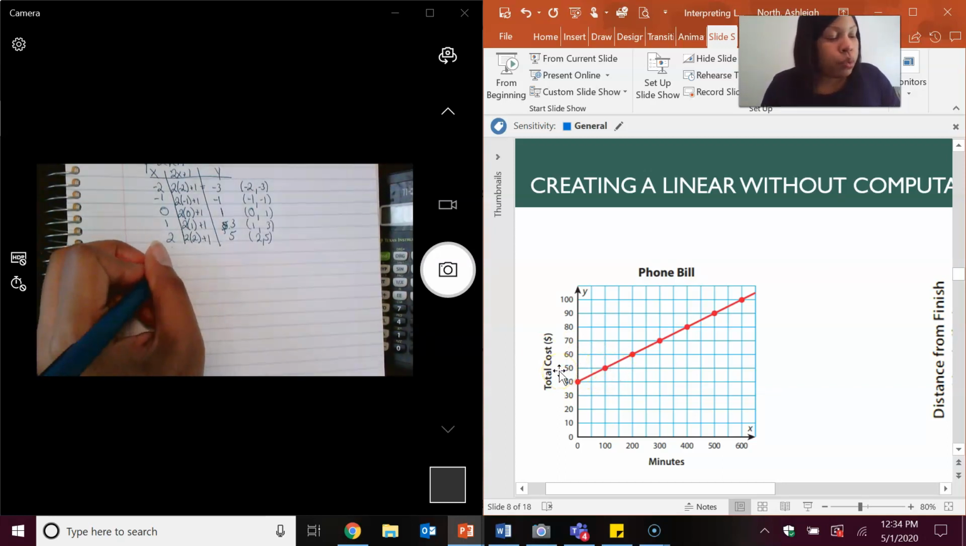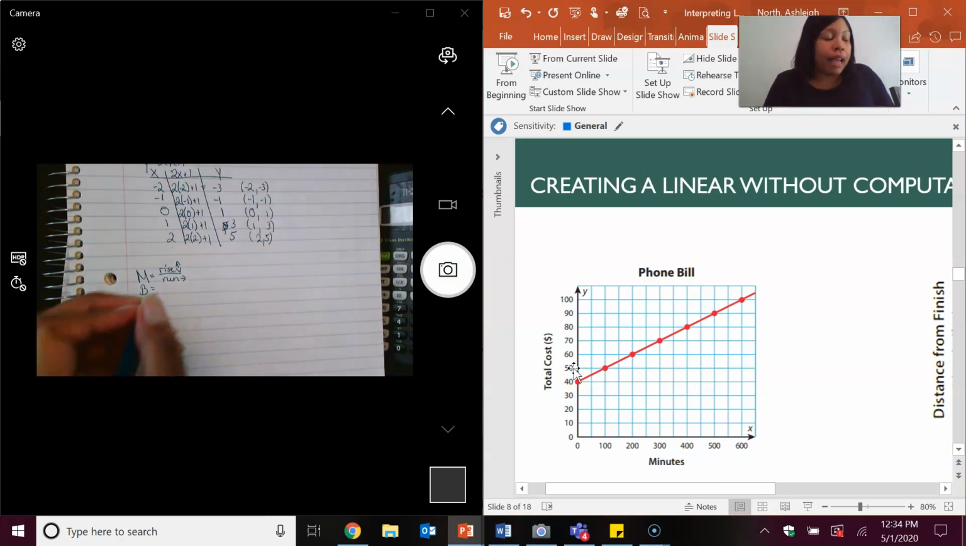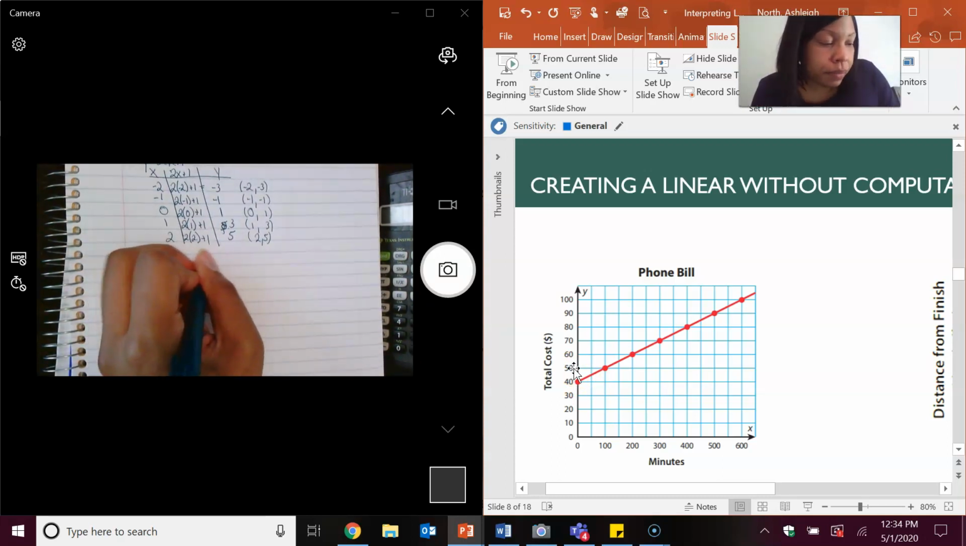Remember, M is rise, which is up or down, over run, which is only to the right. Okay? So let's go up or down. I know that I went up 1 unit, but then look at your units. Even though I only went up 1 square, my squares count by tens. So I actually went up 10.